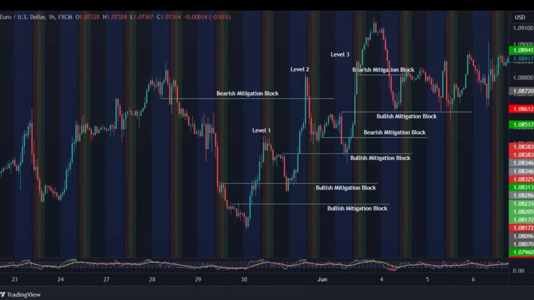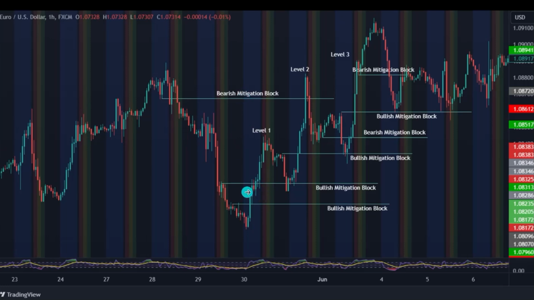So here we have our hourly chart, and we see there's a bearish mitigation block up here, and then we have down here a bullish mitigation block. There is also a second bullish mitigation block down here. So when price blows past this mitigation block and goes all the way up to this one, now we're looking for a trade off of this bullish mitigation block. And our opposite trade will be this bearish mitigation block.